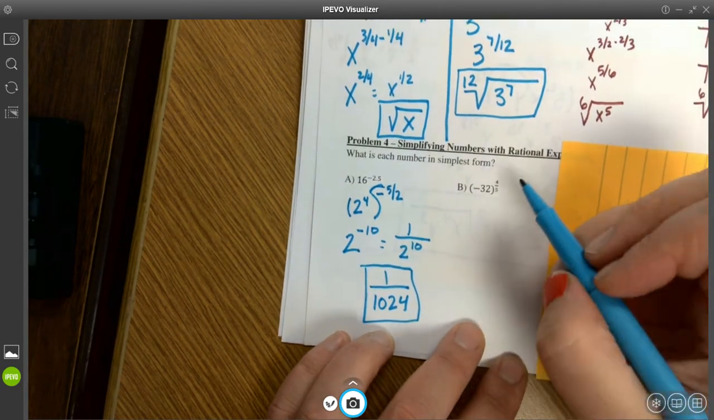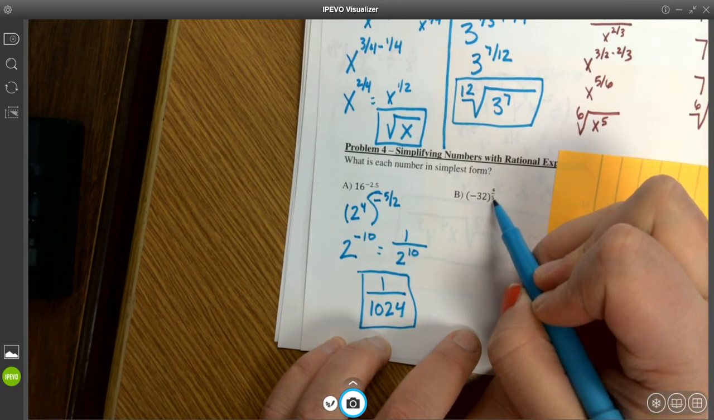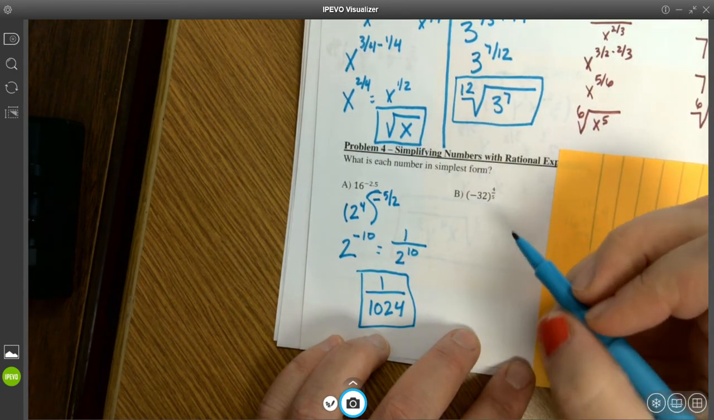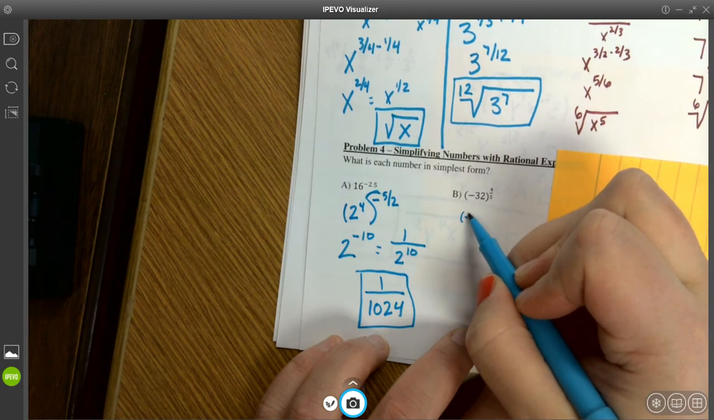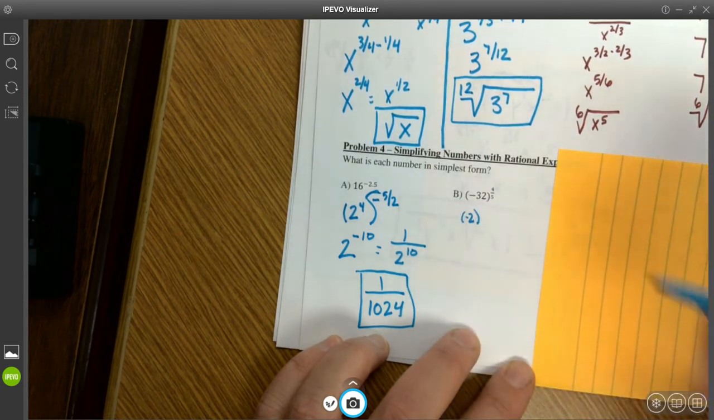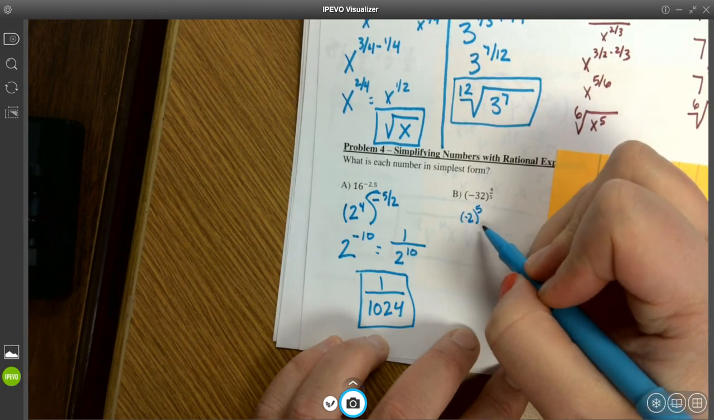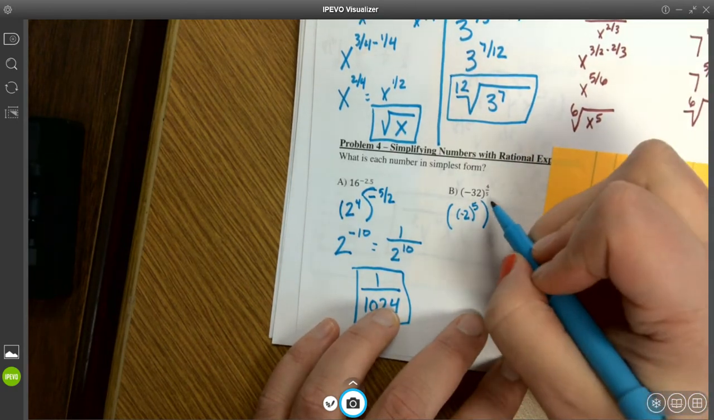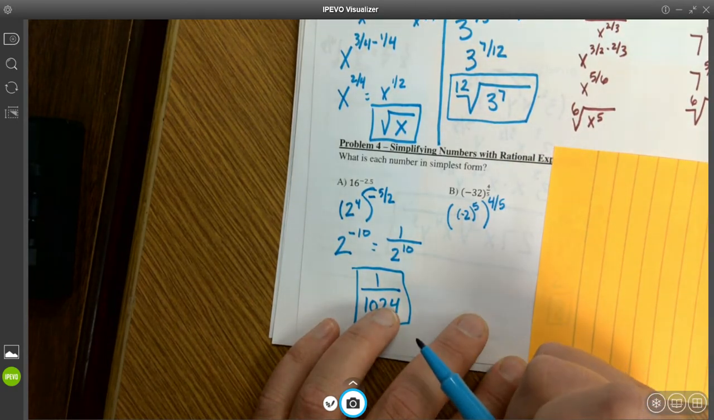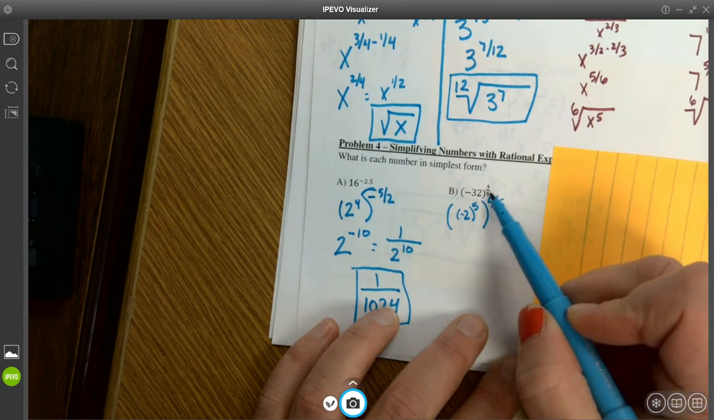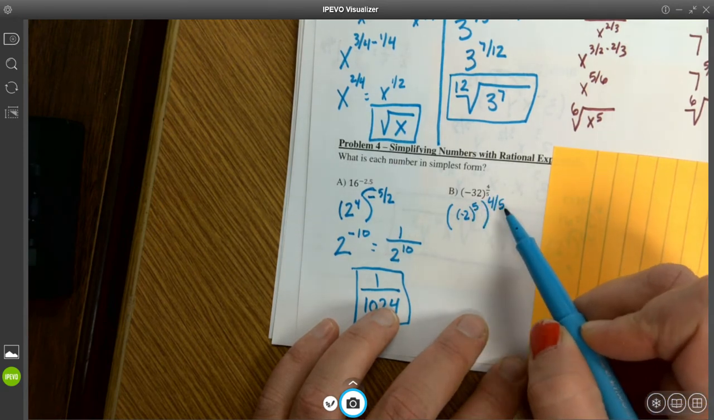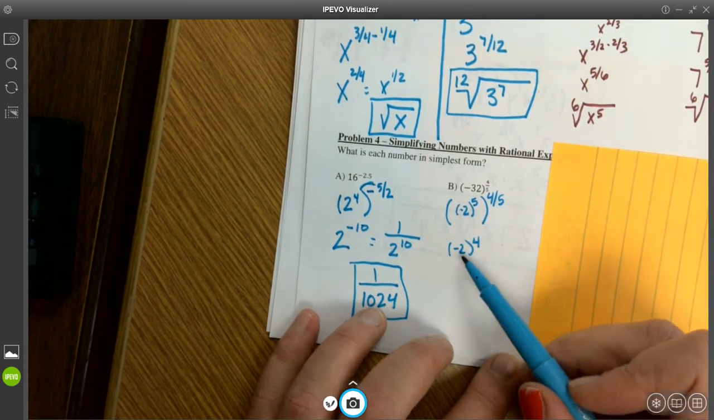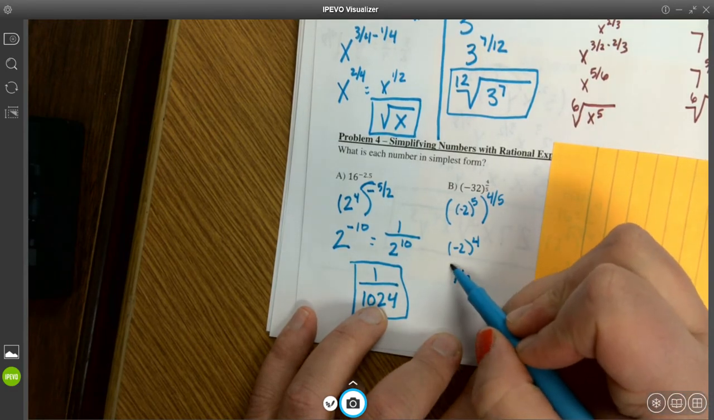So here, first, if it's an odd index, that's fine to be negative. So now I'm going to rewrite this as negative 2 to the 5th power, which is negative 32. Negative 32 to the 4/5. Power to a power, I multiply, so this gives me negative 20 divided by 5, which would be 4. So it would be negative 2 raised to the 4th power. Negative 2 raised to the 4th power would give me 16.